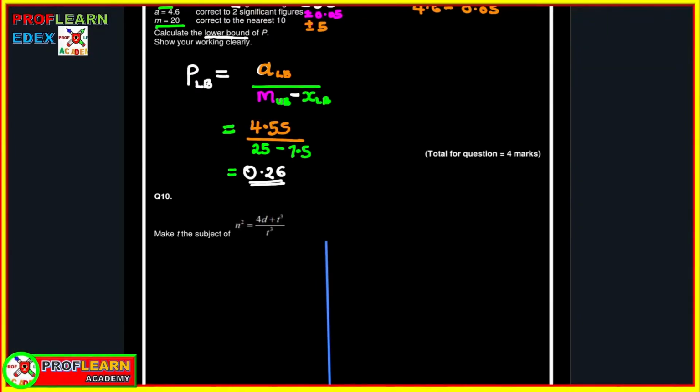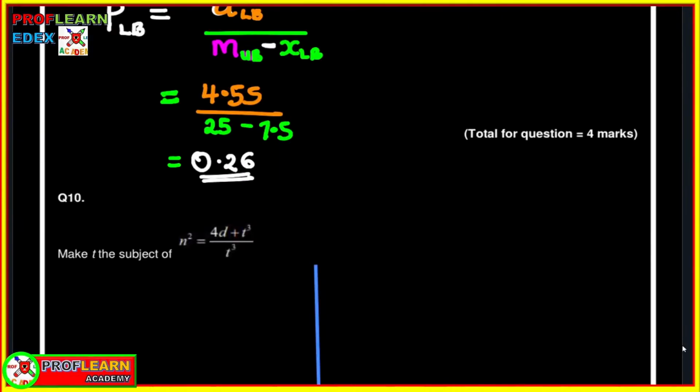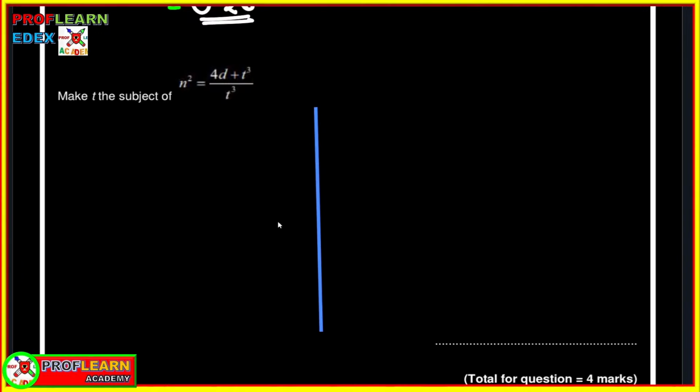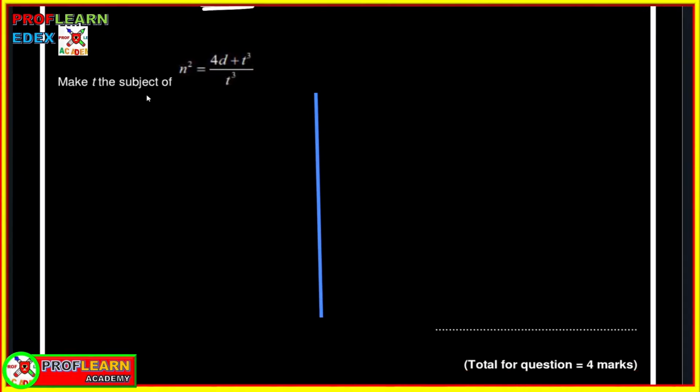Now moving to question number 10. Question number 10 is about making subject of formula. So for instance, let me just write it so that you can be able to see exactly what we are talking about. So we are having n squared equals to 4d plus t cubed over t cubed. To make t the subject of the formula, we need to do what? We are going to multiply all through. So let me write this n squared here equals to 4d plus t cubed over t cubed.